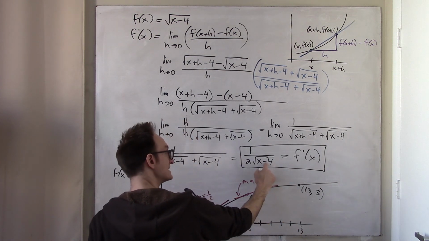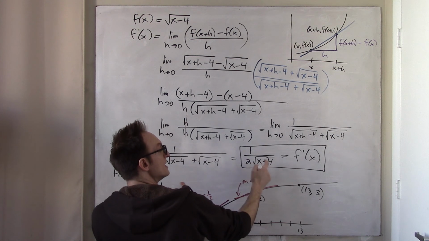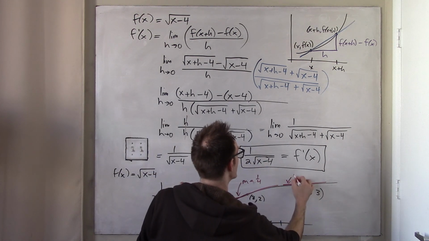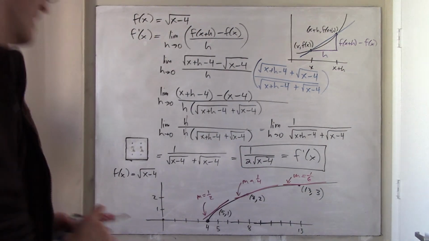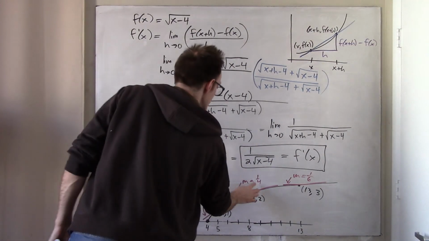Finally, if I plug in 13, then I get the square root of 9, which is 3, so 3 times 2 is 6. So, okay, by the time I get out here, the slope is 1/6. Alright, so I think you appreciate the sort of power of having this general formula for the derivative, because it means that I can find the slopes at a whole bunch of different points once I get this formula.